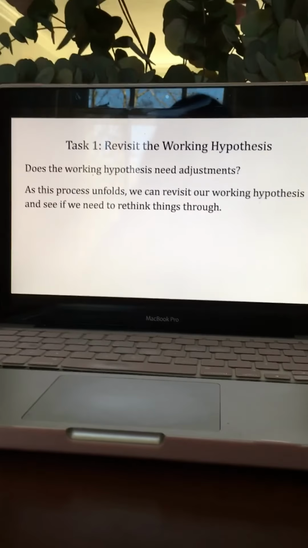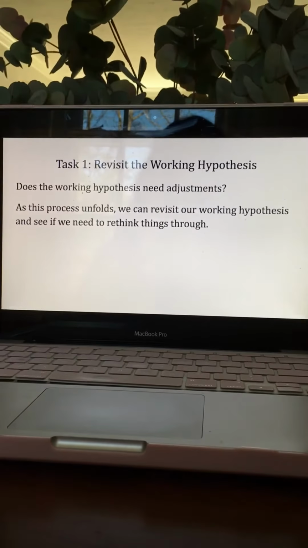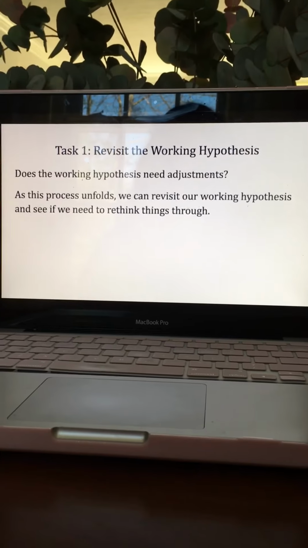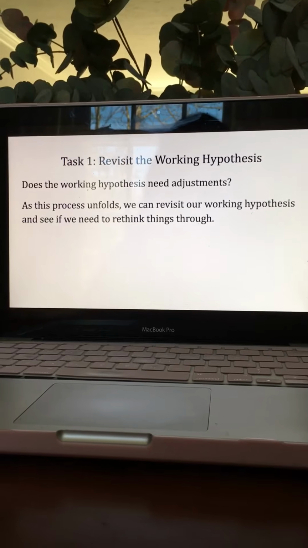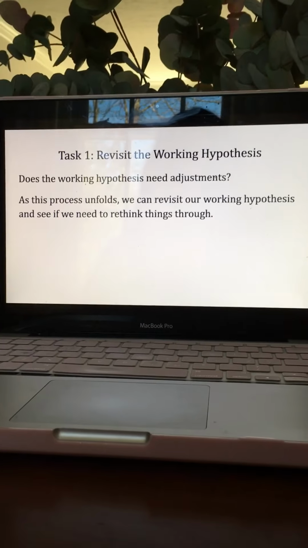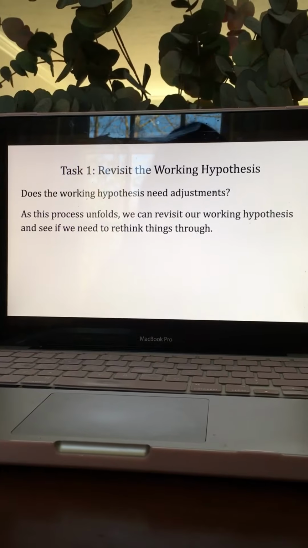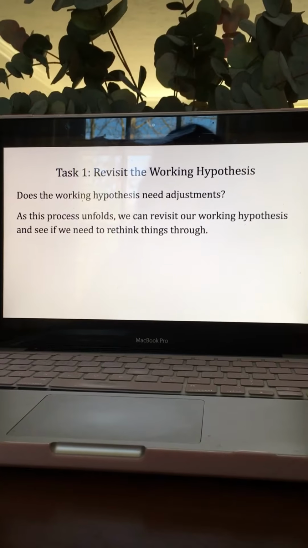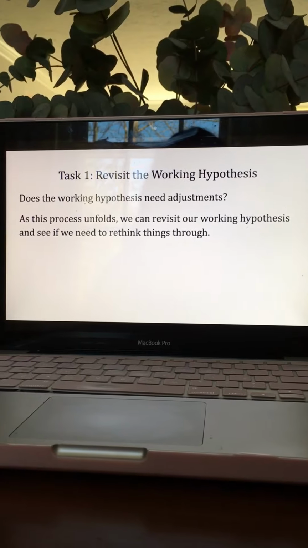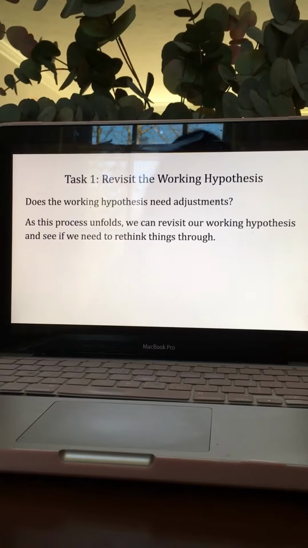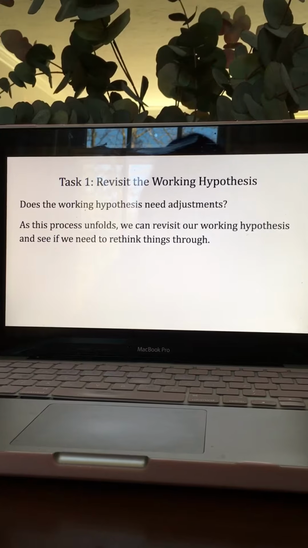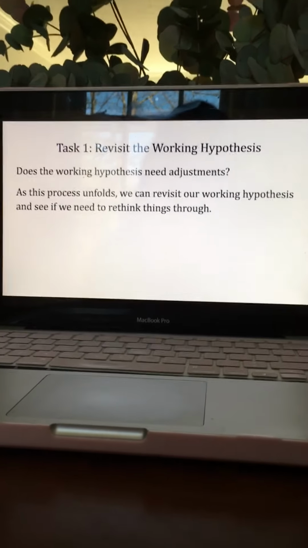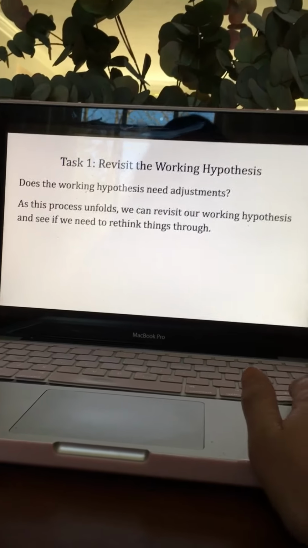The first task that they mentioned in the book for planning and implementing the intervention was to revisit the working hypothesis, which is what we talked about in chapter 9, I believe. So we're going to look back on our working hypothesis and ask, does the working hypothesis need any adjustments? And if so, what adjustments? As this process unfolds, we can revisit our working hypothesis and see if we need to rethink things through. So that's the first task.